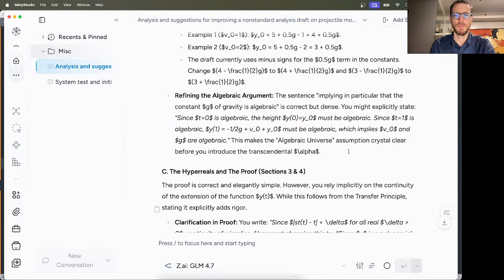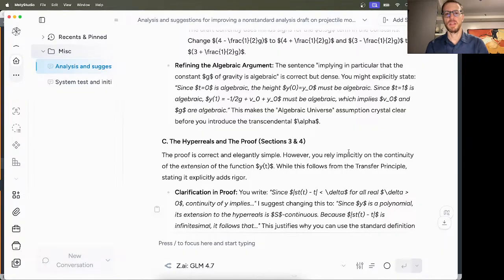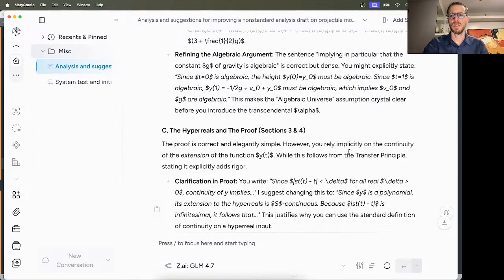Refining the algebraic argument. The sentence implying in particular that the constant g of gravity is algebraic is correct, but dense. You might explicitly state, since t equals 0 is algebraic, the height y of 0 equals y0 must be algebraic. Since t equals 1 is algebraic, y of 1 equals minus 1/2 g plus v0 plus y0 must be algebraic, which implies v0 and g are algebraic. The reader can figure that out. There's no need to go into that much detail about that.